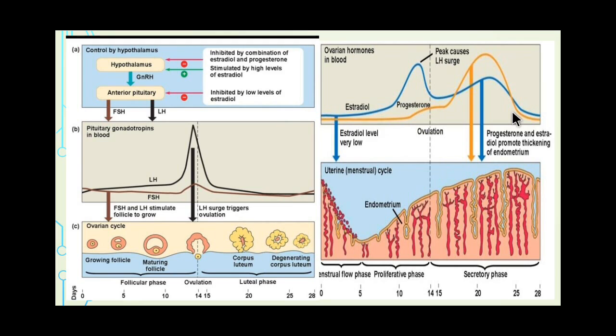Here you see the menstrual flow phase, where the endometrium breaks down. Then the follicular phase, where the endometrium starts rebuilding, and FSH and estrogen are seen increasing. Then comes the luteal phase, where in the absence of fertilization the corpus luteum starts secreting progesterone, and the progesterone level is high. In this way the question will come, so kindly read it again from your NCERT book.